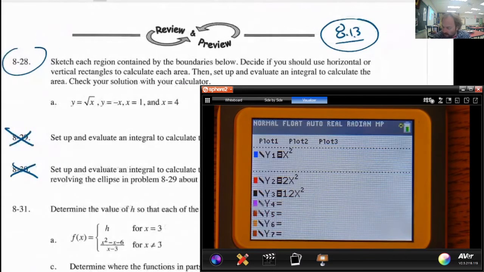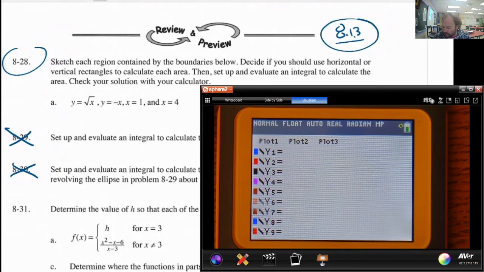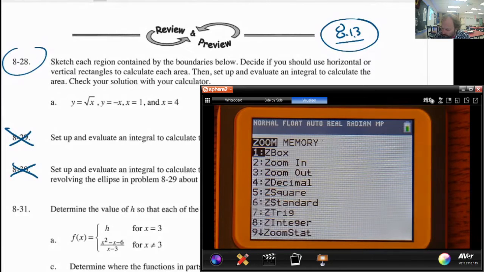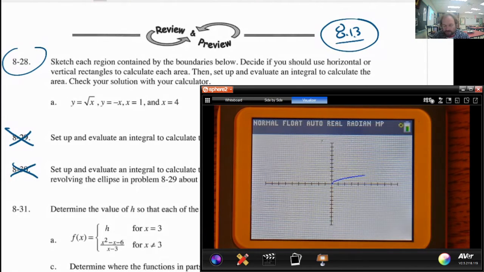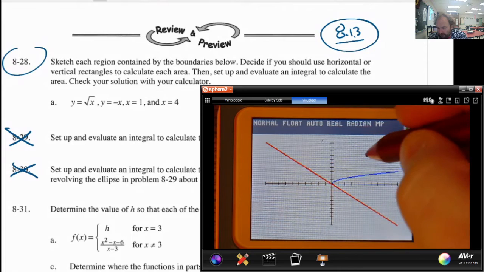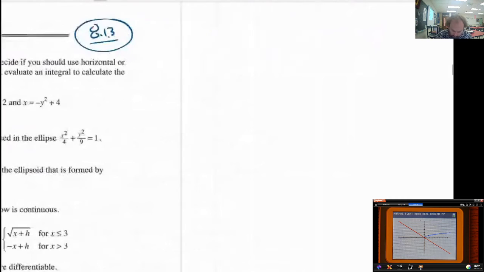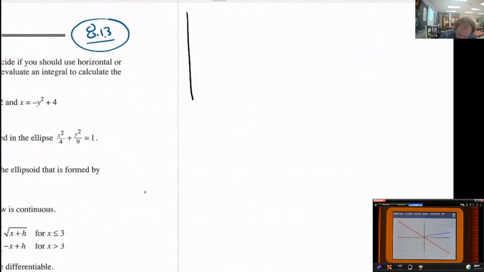We're going to graph a bunch of stuff here: square root of x, negative x, x equals 1, which we can't graph on this calculator because it's a vertical line, and x equals 4. So if we think about this, I'm just going to do a zoom standard. You can at least kind of get an idea of what's going on here. We have a very, very small area right there, and we're going to come in and draw vertical lines at 1 and 4 also. So let's sketch that. Let's bring it over here. We do have to go negative a little bit on that, I see from the calculator.